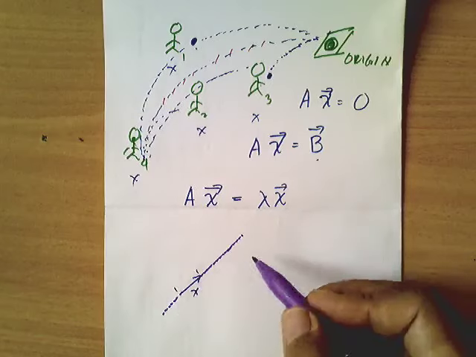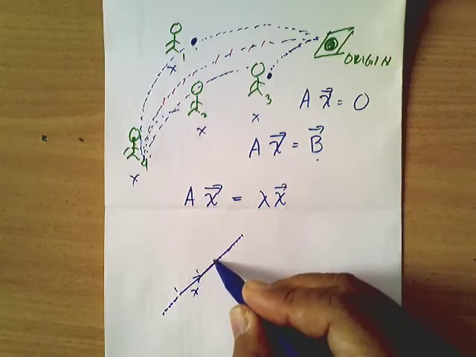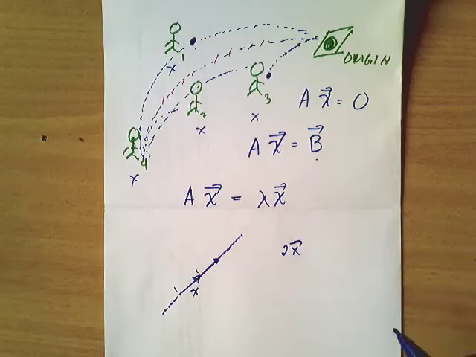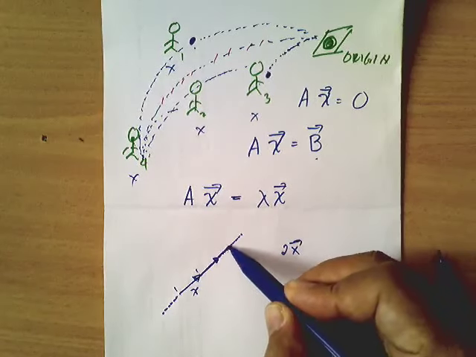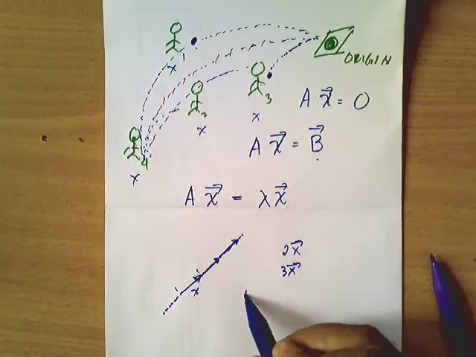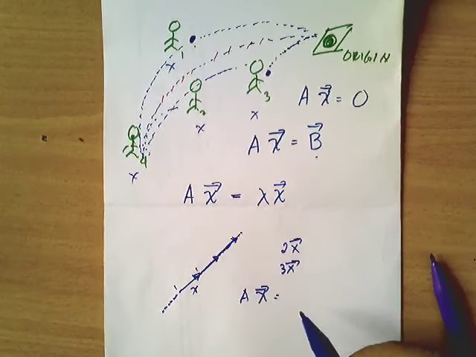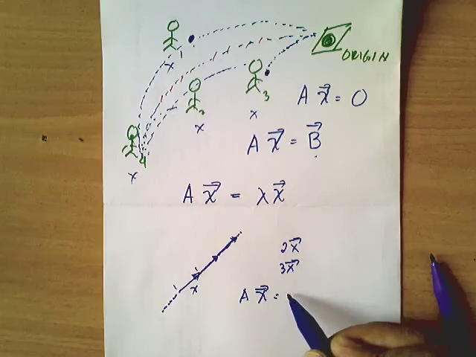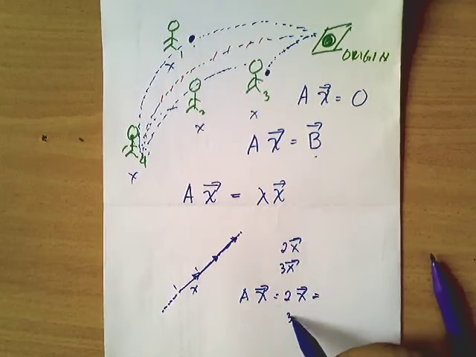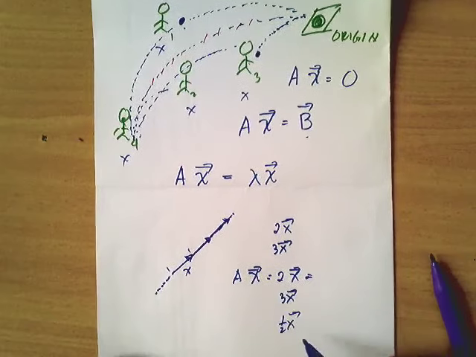If that is, for example, your x, and you get 2 times that length, then you have 2 of your vector x. If you have 3 times that length, then you have 3 times vector x. So if A transforms vector x, it might go to 2 times x, or it might go to 3 times x, or it might go to 1/2 of vector x.